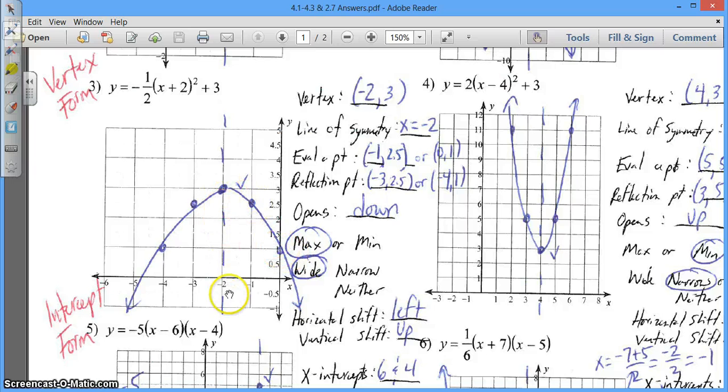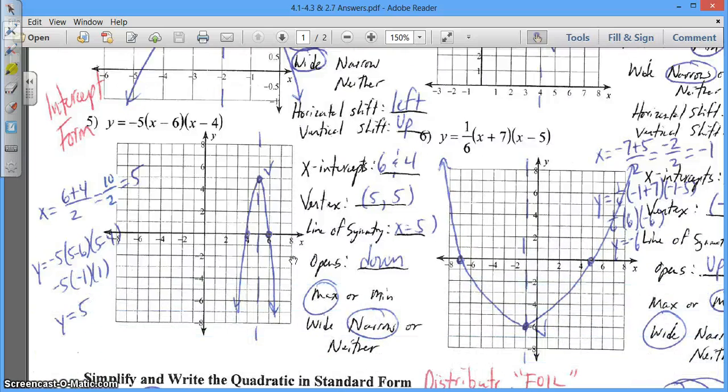This opens down, so that means our vertex would be a maximum, and this is a wide graph because of the 1/2. That makes it wide. Now, how did we shift our vertex horizontally? If we start at 0, 0, where the little hand is, we went to the left, and we went up. So horizontal shift was left and up. That is the exact same process you'd do for number 4. Remember, at any time you can pause this video.